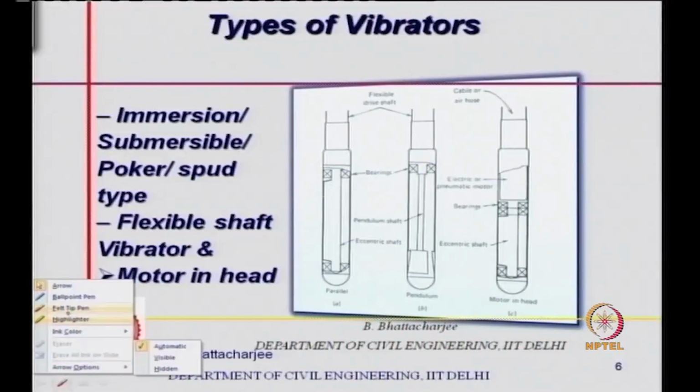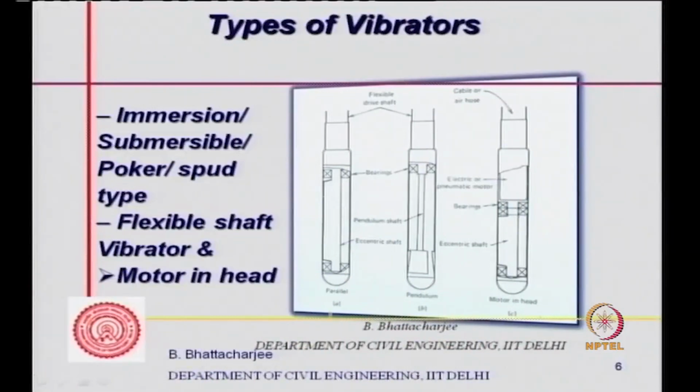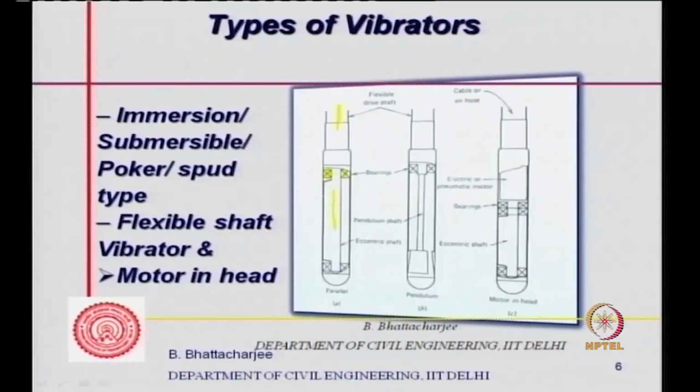For example, you can have a bearing here, and a flexible drive shaft, which is normally a spring which can rotate. Actually, the shaft itself is a spring which will be rotating, connected to a motor, and then there are the bearings, and this is the eccentric mass. So this is the eccentric mass or the eccentric shaft. There is a bearing here, and this rotates eccentrically.